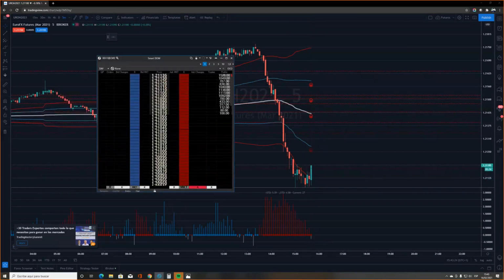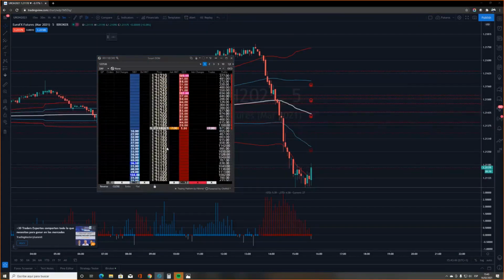I don't have a connection now. Let me just log in to my account so we can see the market order flow. Just give me a second. Reconnecting the account now, and this will light up. Now it is. You can see.